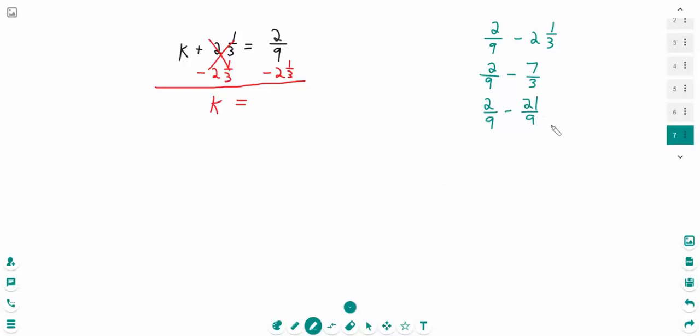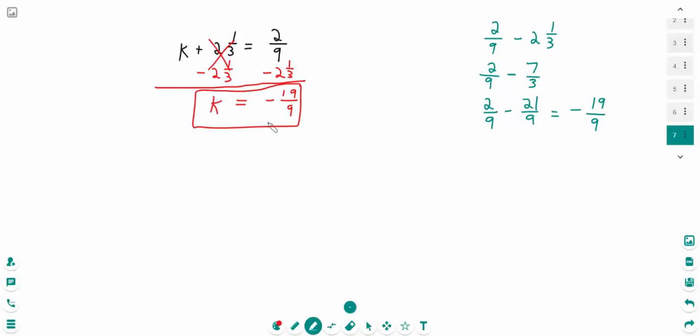Hopefully you're following me here. Then we can now add the numerators. So we have a positive 2 and a negative 21, which is going to give us a negative 19/9. All right. So these two combined will give us a negative 19/9. And that is, in fact, our root, our solution for the equation.